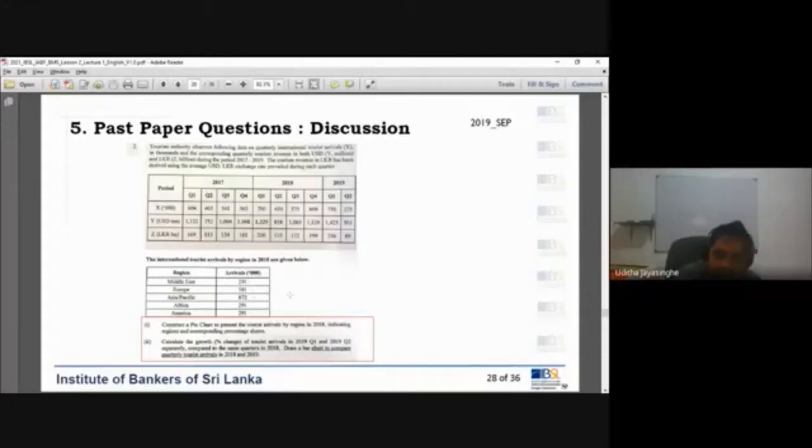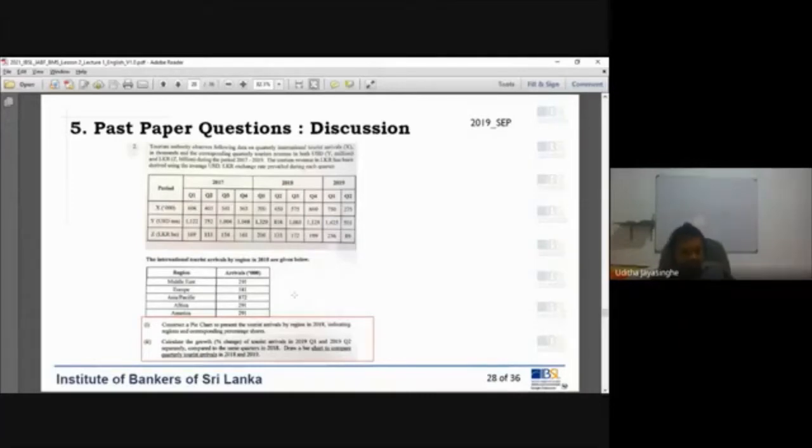291, 581. I'll just quickly take out the calculator and see the values. 291 plus 581 plus 872 plus 291 plus 291. Okay. You have 2326 as the total number of people that have arrived as tourists in 2018. Let me quickly add up the quarter values and also see.